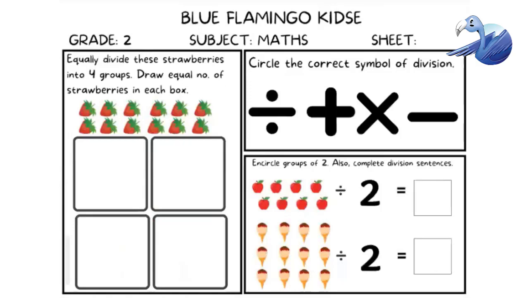See, first question में क्या है, बहुत सारे strawberries given है and उसके नीचे the downside you can see there are four boxes. Okay, what you have to do, you have to divide into four groups equally. Divide these strawberries into equal strawberries.